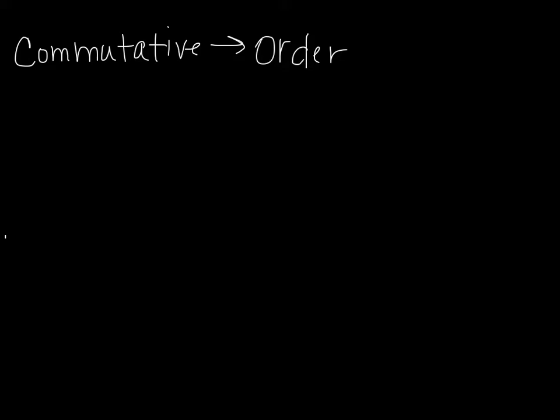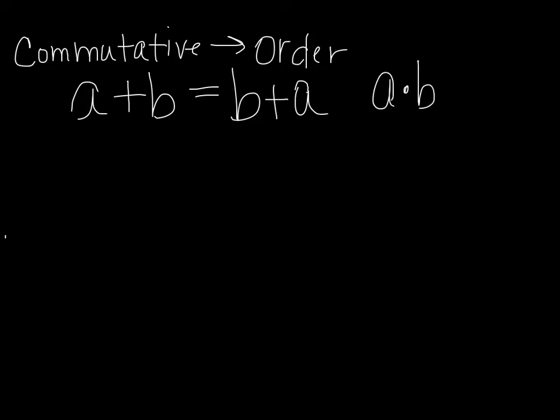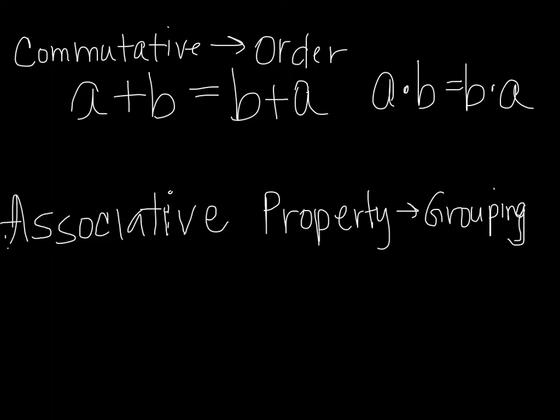In the commutative property, we're talking about the order not mattering. So the commutative property states that the order in which you add or multiply does not matter. The answer is going to be the same. So for example, A plus B is the same as B plus A for addition, or A times B is the same as B times A in multiplication.